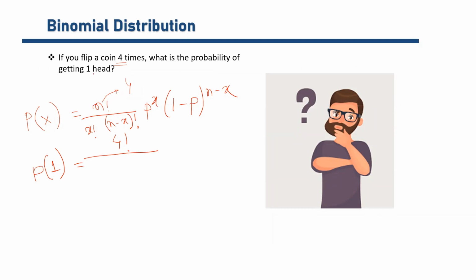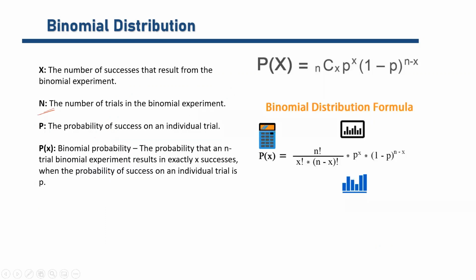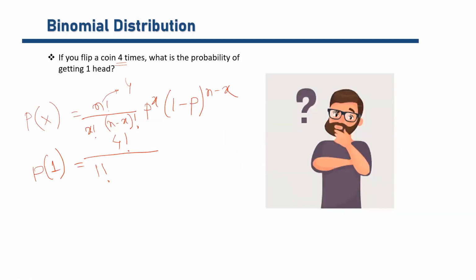I am going to find the probability of one head. So x is going to be 1 factorial. If you don't understand, x is actually the number of successes that result from the binomial experiment. So I am looking for only one head. And then 4 minus 1 factorial. The probability of getting a head is 0.5. So this p is going to be 0.5 and x is 1.